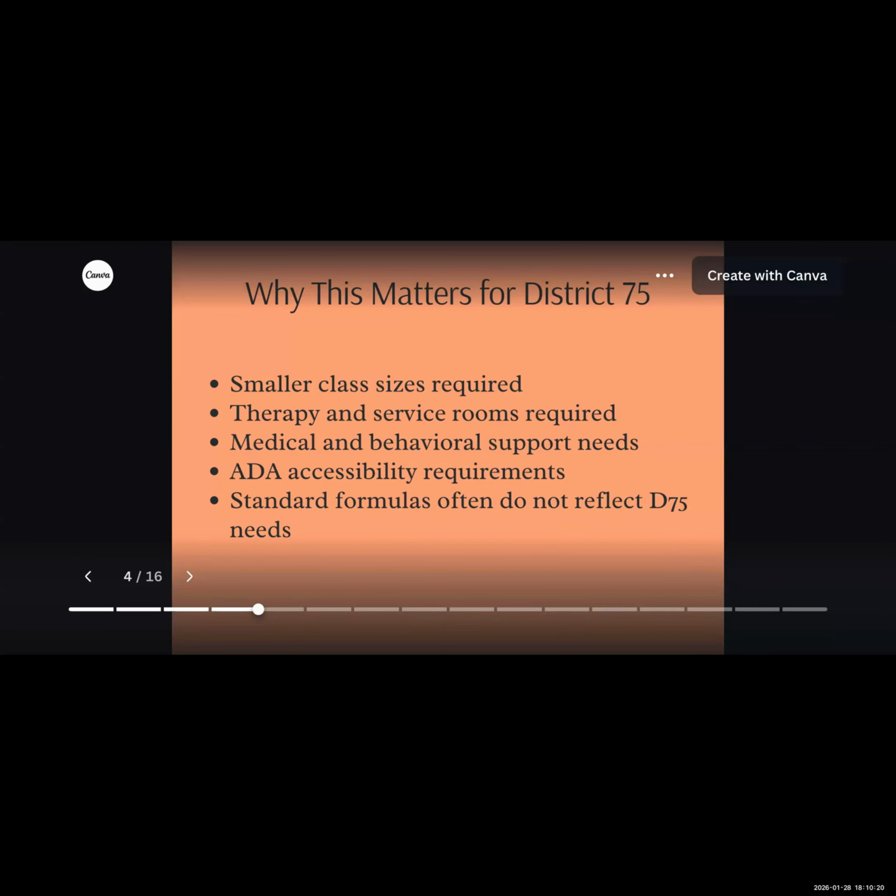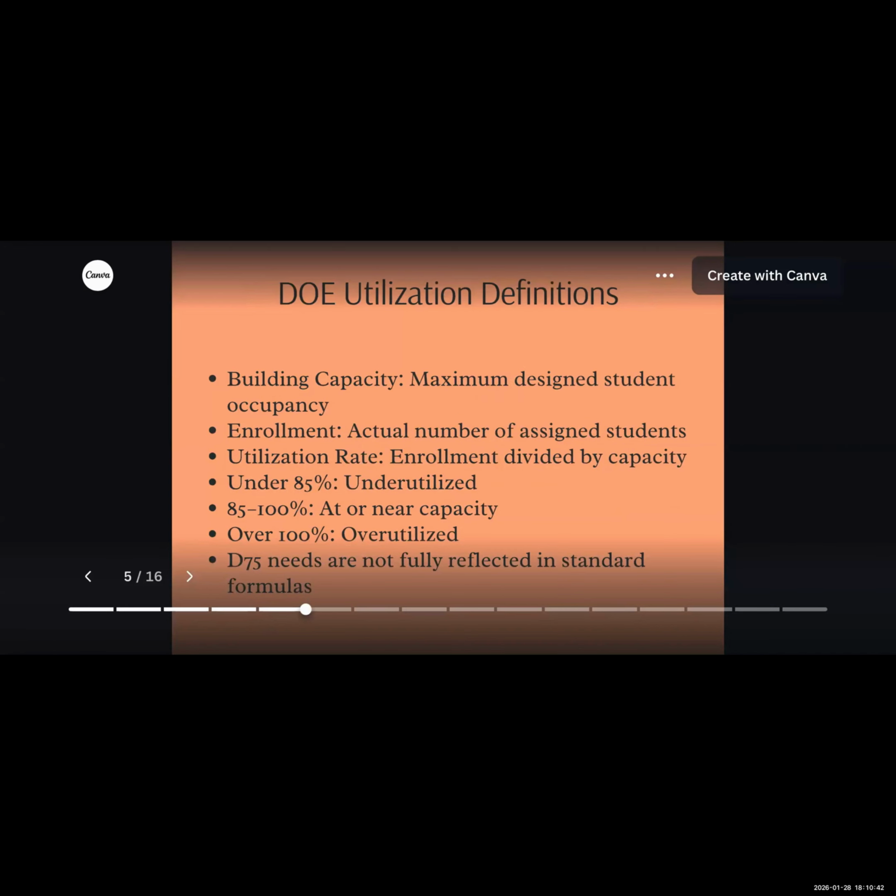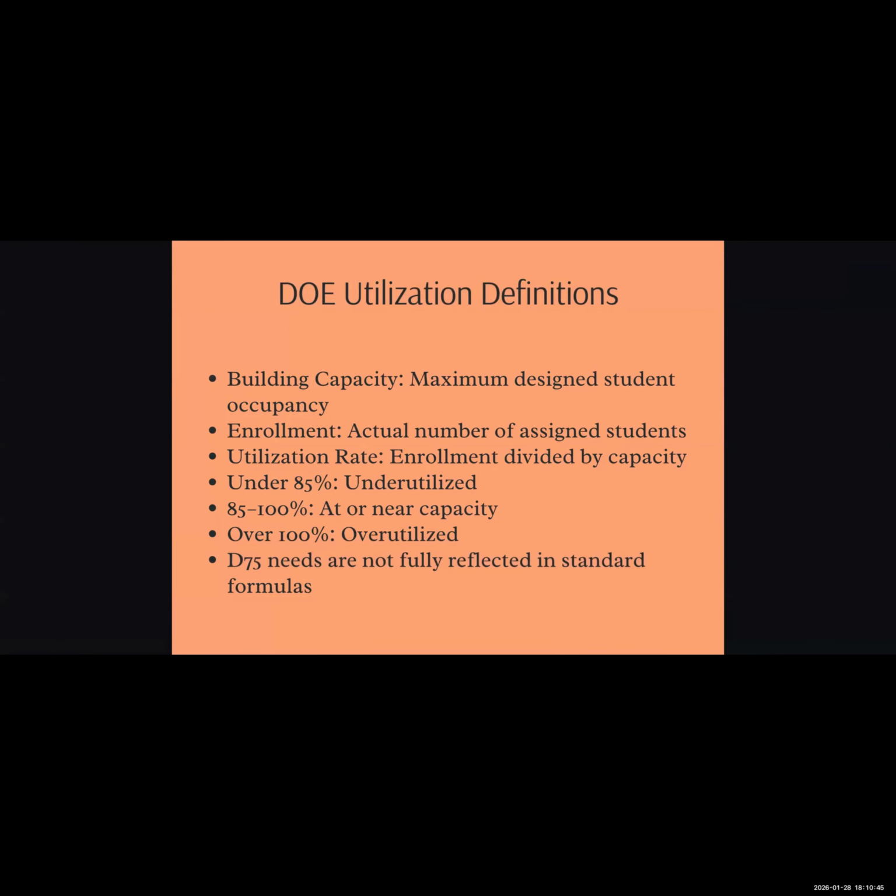Why this matters for District 75? District 75 students require smaller class sizes, therapy rooms, and accessibility. Standard DOE formulas often do not capture these needs, which is why our review is essential. And we could do some of these reviews, as I've always told you. You don't have to be a title holder in order to voice what you're seeing in your child's school.